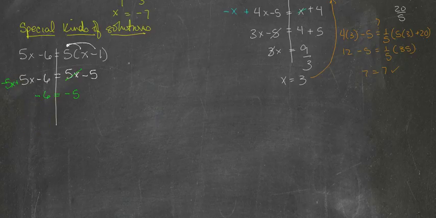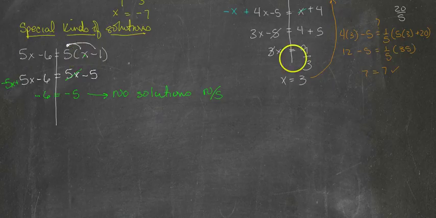Now, is that a true statement? Does negative 6 equal negative 5? No, only in Crazy Town. So when you get an answer like this, it means there are no solutions to this, and we write no S. No solutions means there's no x that I can plug into this equation.